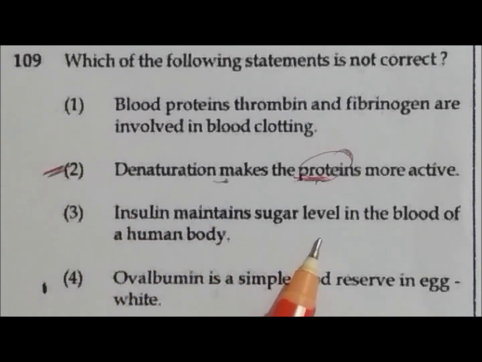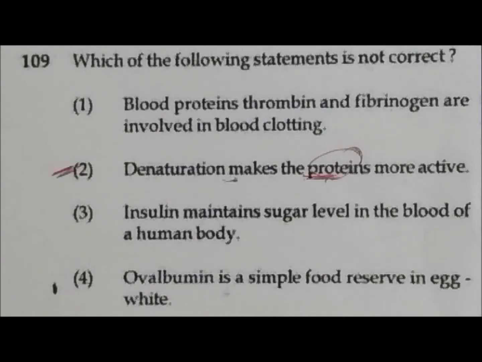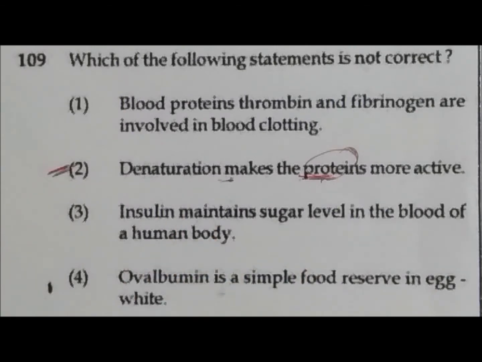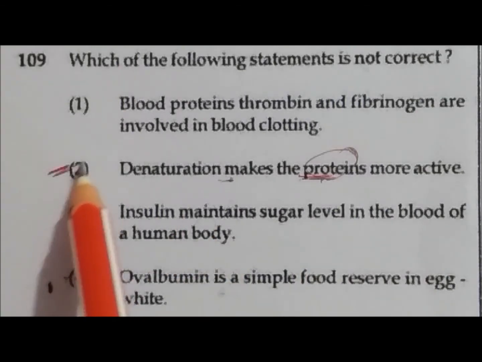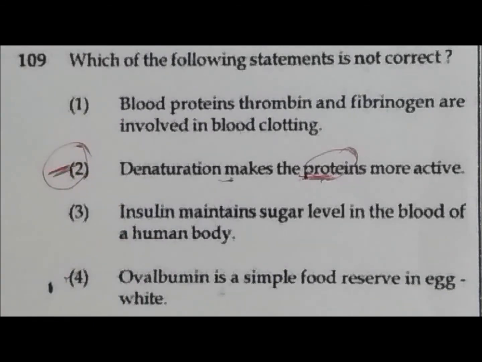Insulin maintains the sugar level in the blood of the human body. Oh, this is correct. Ovalbumin is the simple protein rich in egg white. Yes, this appears as a correct answer. Okay, so only the denaturation statement is the incorrect statement.